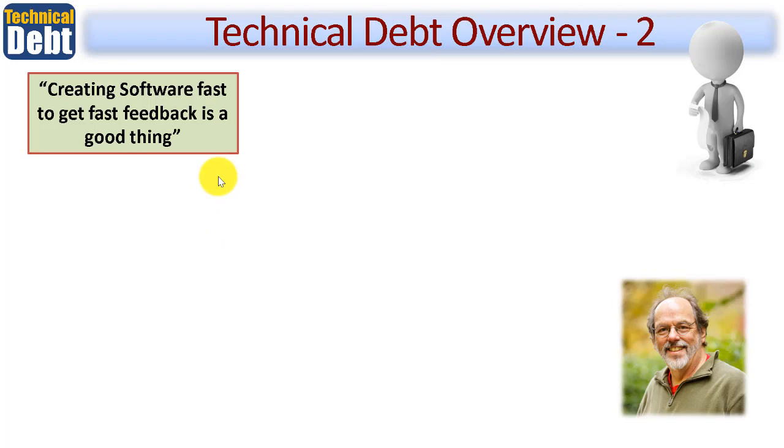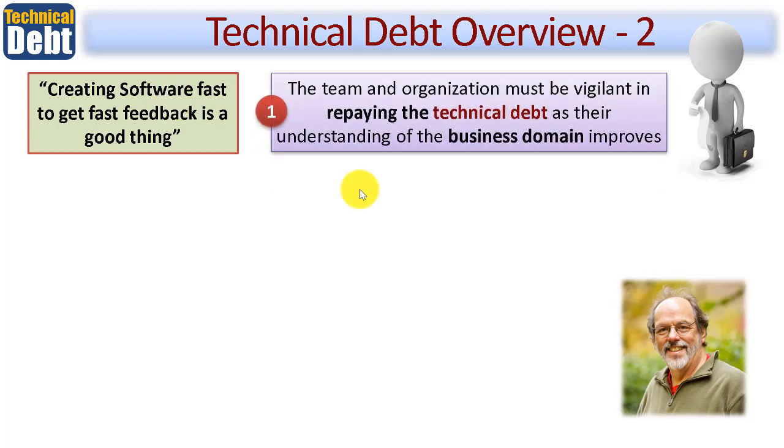So let's stick to Ward's original idea of this being used for software. Creating software fast to get fast feedback is a good thing. Replace the word software here with product and it will have exactly the same meaning. The first step, therefore, is that the team and organisation must be vigilant in repaying their technical debt as their understanding of the business domain improves.